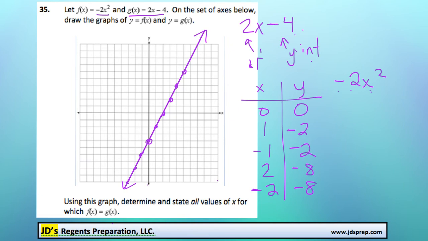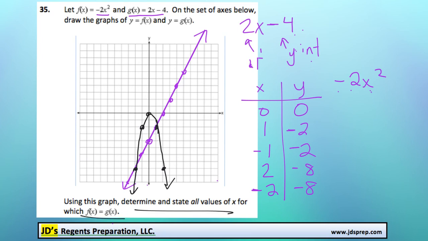I'm going to use the black marker for this one. So we've got 0, 0, 1, negative 2, which is right there. Oh, that's where they overlap. Negative 1, negative 2, that's just the mirror image on this side. 2, negative 8, 2, 4, 6, 8, and then negative 2, negative 8. Oh, and look at that, that's where they overlap again. So we actually just discovered quite quickly where these two graphs intersect, which is easy. That solves our last question.